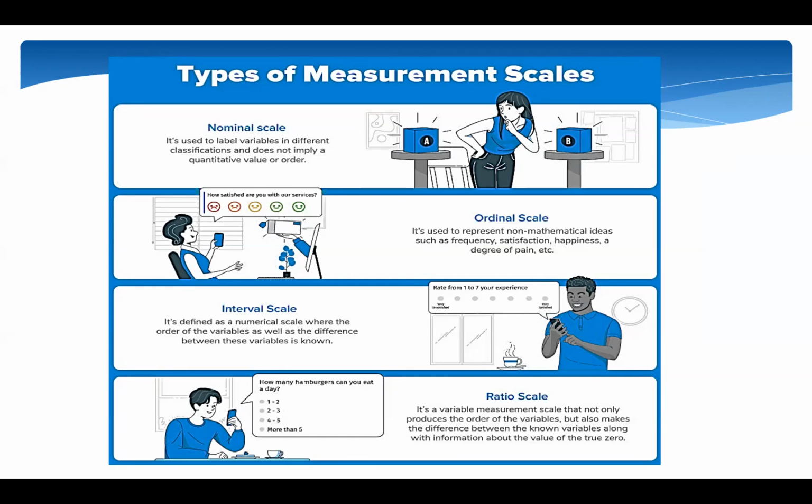Yes. Okay, then. So these are the 4 types of data. The nominal and ordinal scale go under the qualitative data. Interval scale and ratio scale come under the quantitative data. Okay, so next slide.